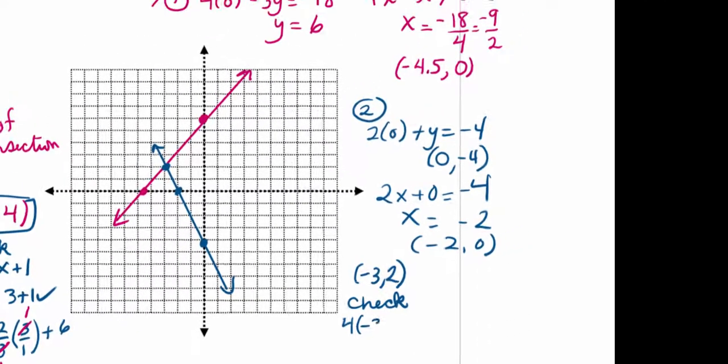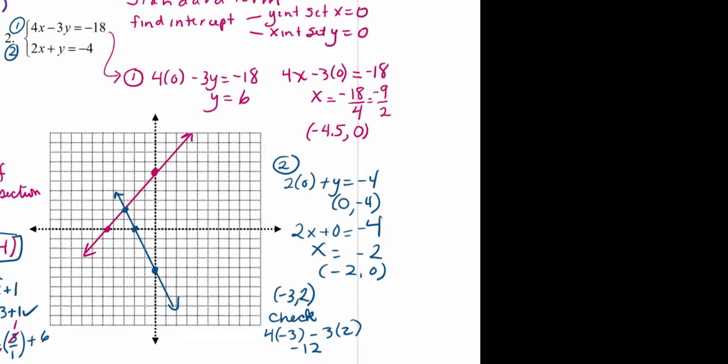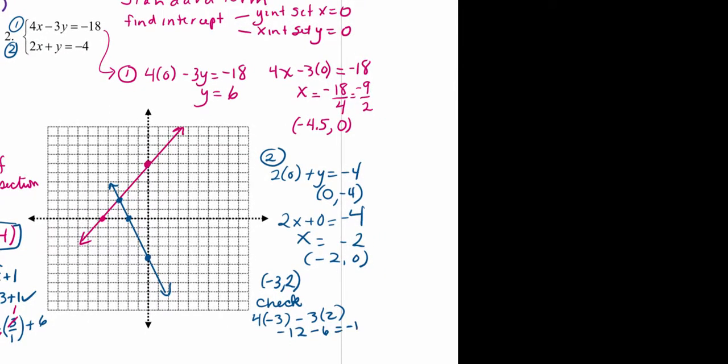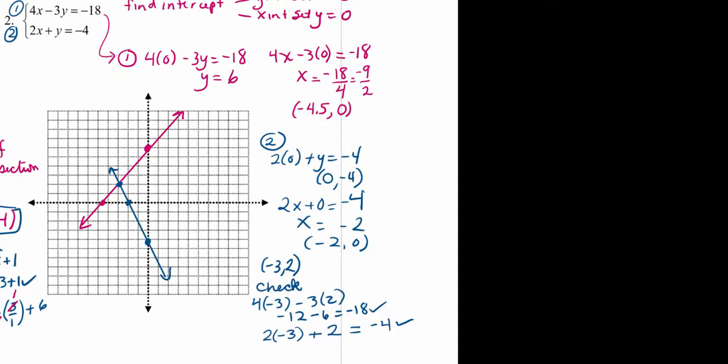So 4 times negative 3 minus 3 times 2, that's negative 12 minus 6, that does equal negative 18. So our point does work in our first equation. And then 2 times negative 3 plus 2, that's negative 6 plus 2, and that equals negative 4, and so that checks as well. So the solution is negative 3, 2.